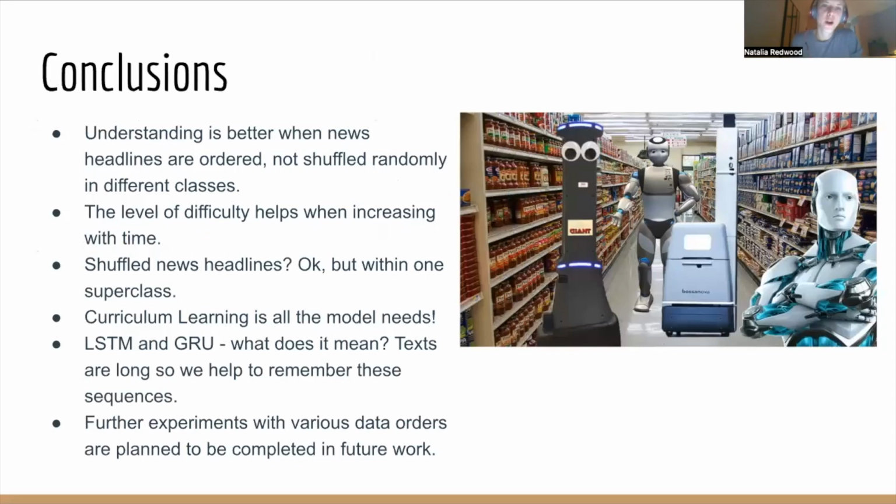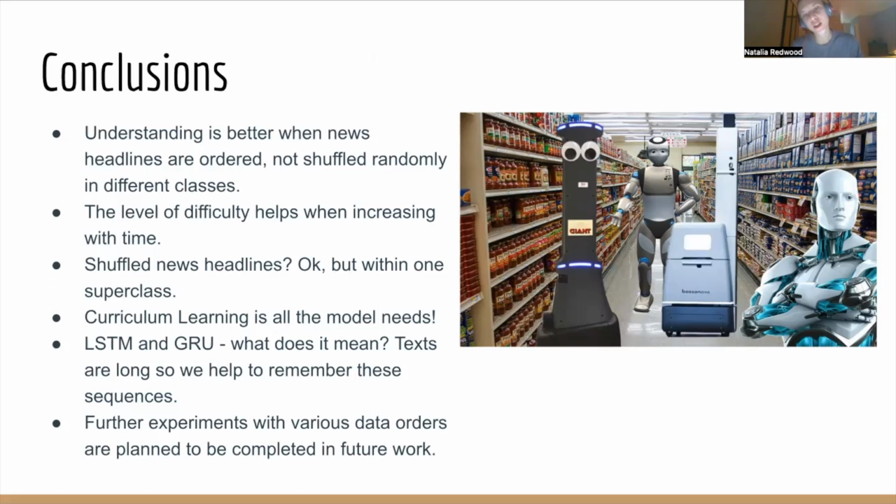What did we learn from the experiments that were conducted? The first big conclusion is that understanding is better when news headlines are ordered in general, but not shuffled randomly between different classes. The second big takeaway is that the level of difficulty helps when it's increasing with time, which means that curriculum learning is definitely what helps the model perform better. And if we want to shuffle the data, it's okay, but within one superclass.